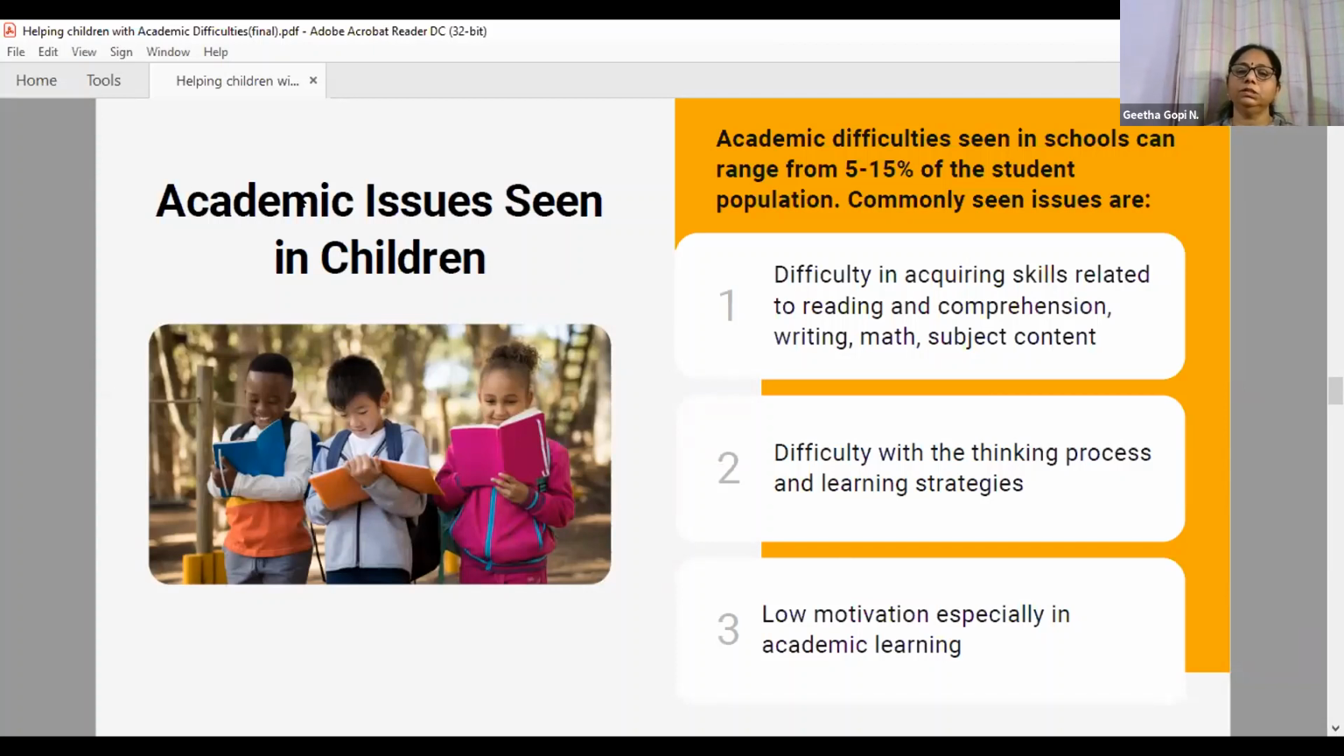So many of these cognitive processes, these children may have difficulties with, which again may affect them acquiring the related academic skills. Because of difficulty in thinking processes and learning strategies, and therefore their acquisition of academic skills being affected, many of them also display low motivation, particularly when it comes to academic learning. And this low motivation may be because of the difficulties they face, and because of not getting the right kind of supports to overcome or to circumvent those difficulties.